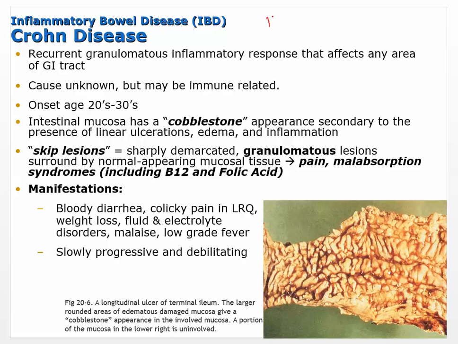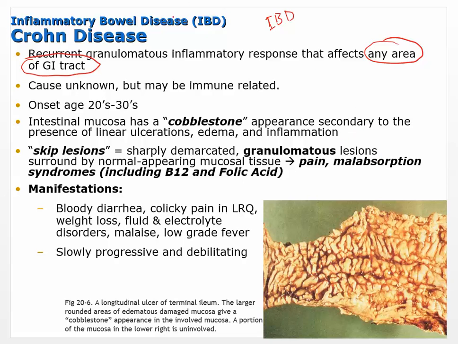I really want you to get that categorization of these, because the two inflammatory bowel diseases are going to be Crohn's disease and ulcerative colitis. So really it's just a matter of figuring out the key things that make these different. So Crohn's disease: recurrent granulomatous inflammatory response that affects any area of the GI tract. Now that's an important point right there. Affects any area of the GI tract, because ulcerative colitis is going to, well, it's in the name, colitis. It's going to affect the colon.